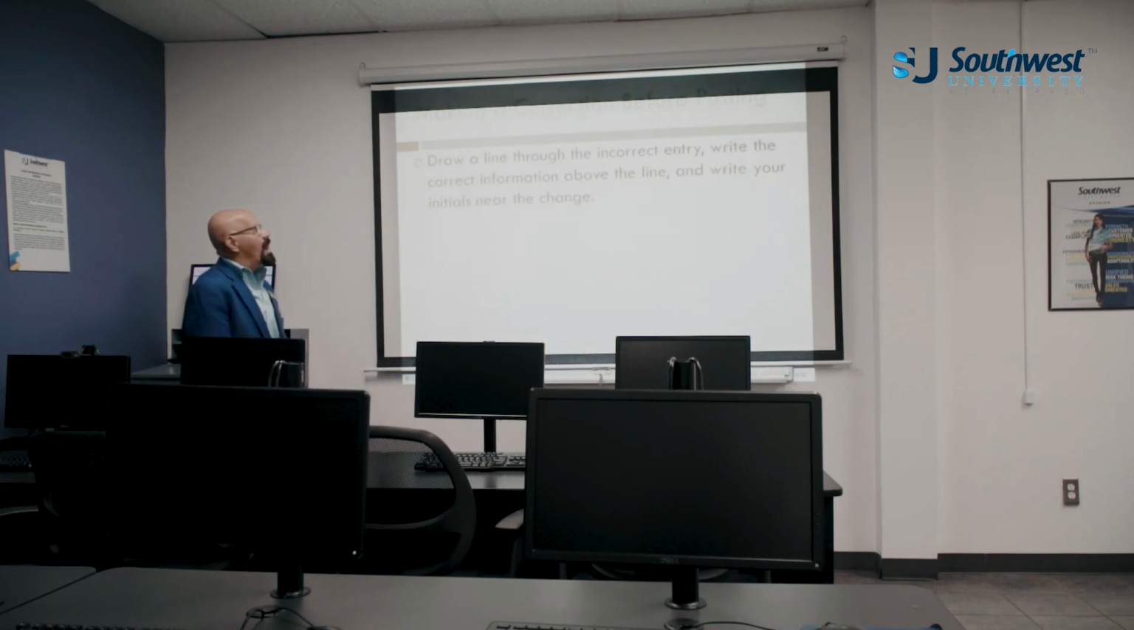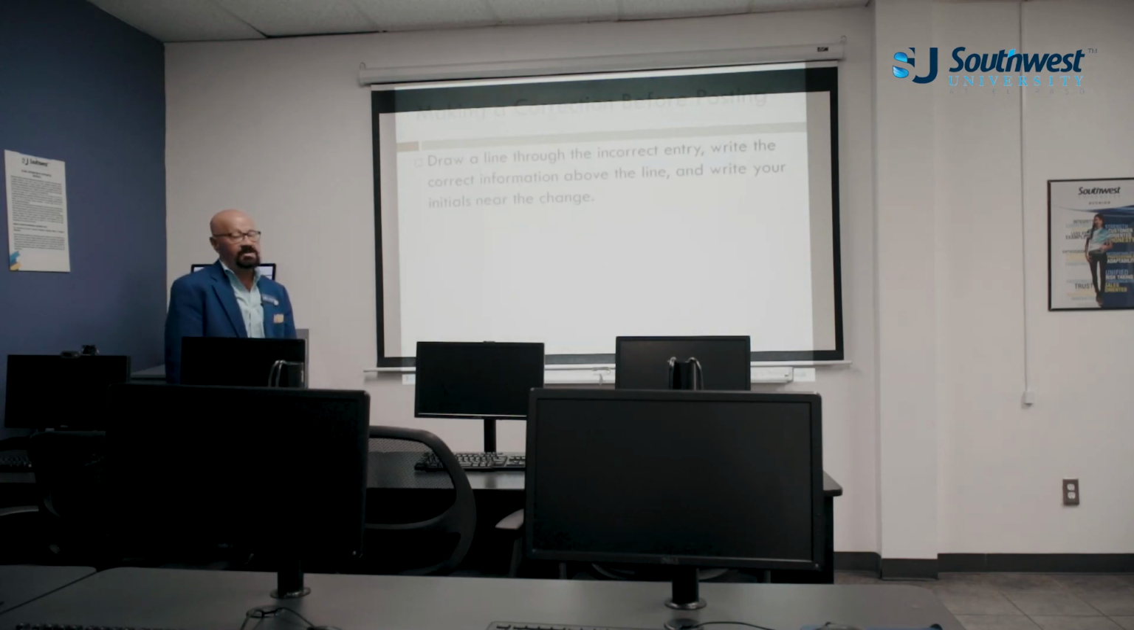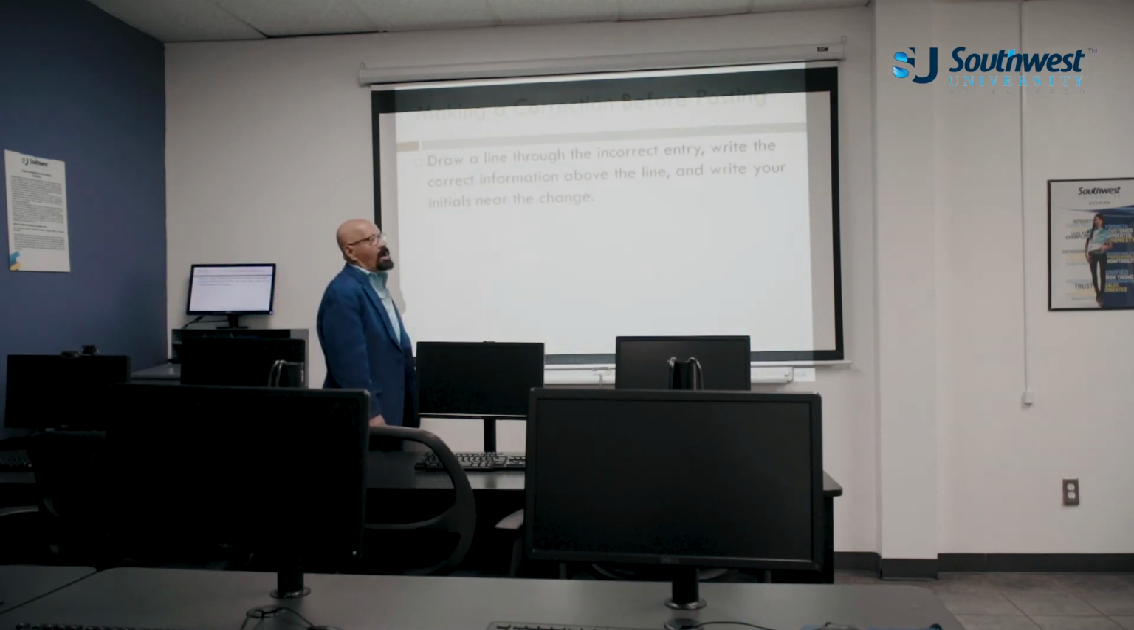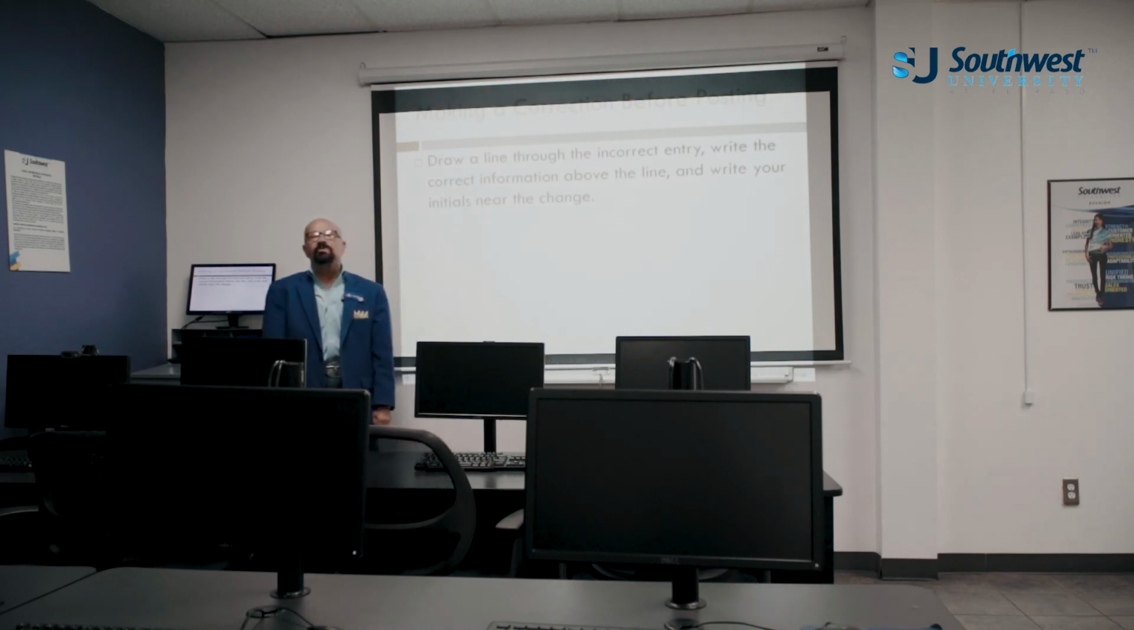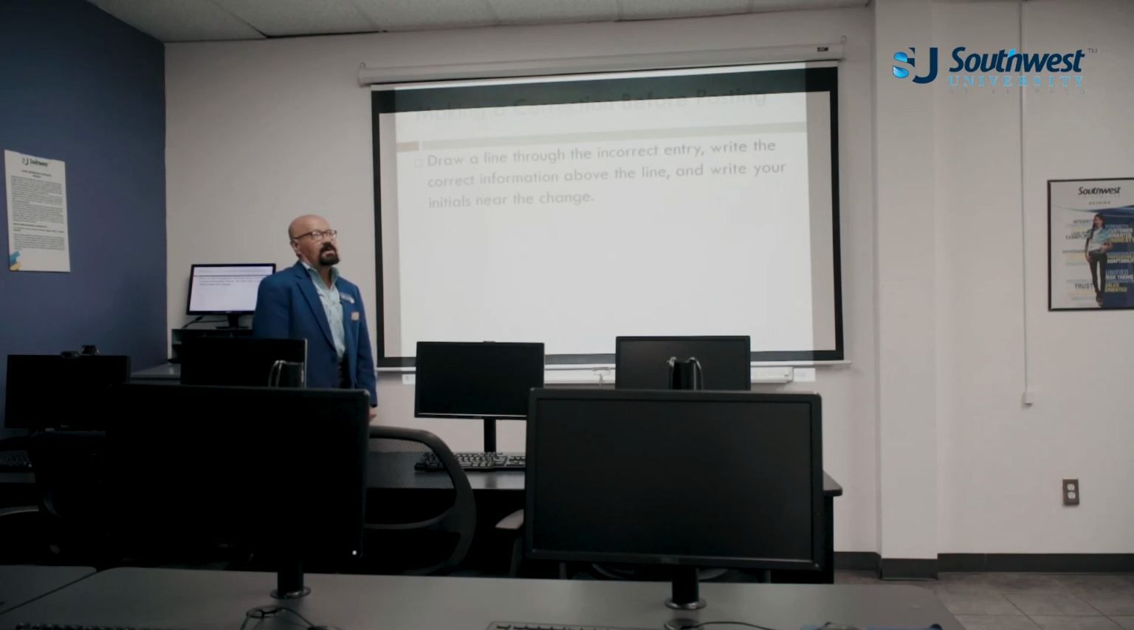Draw a line through the incorrect entry. Write the correct information above the line and write your initials near the change. Now, if you're on a manual system, do not erase it. Do not white it out, anything like that, because that is a big audit error. Just put a line through it and write the correct amount on top. And then balance it.